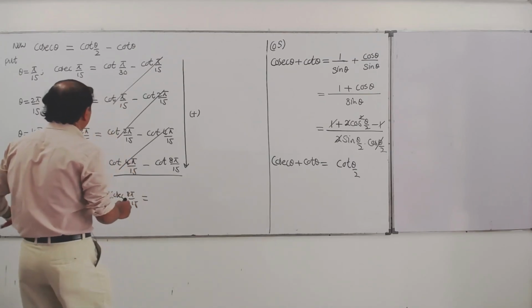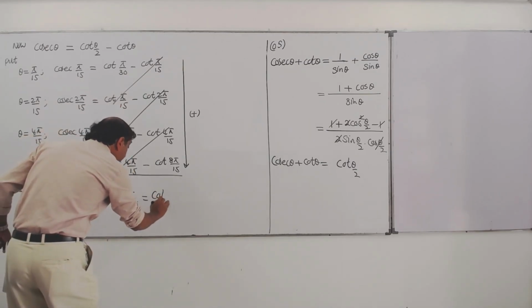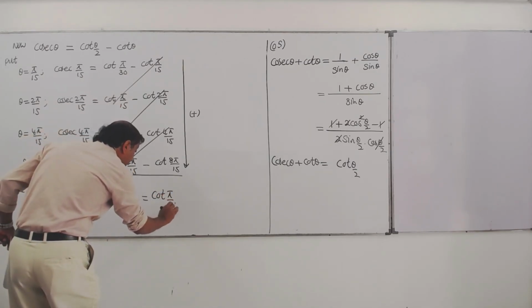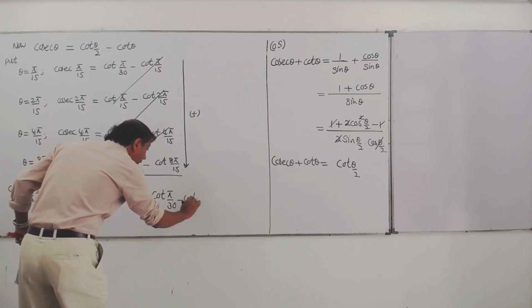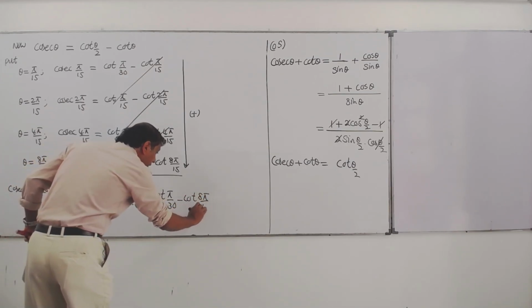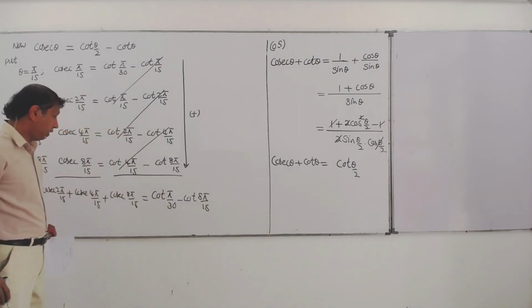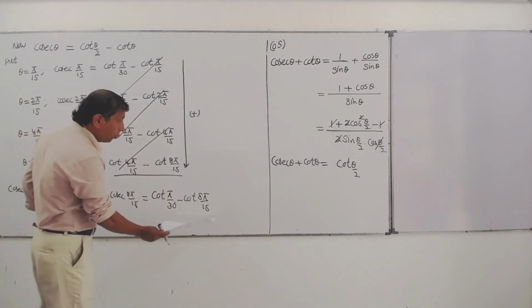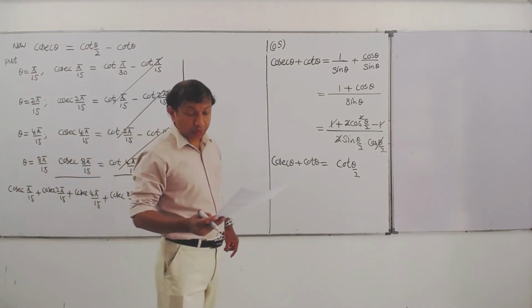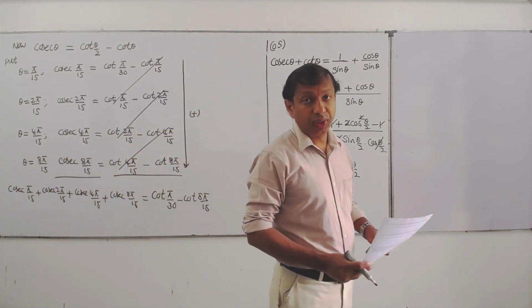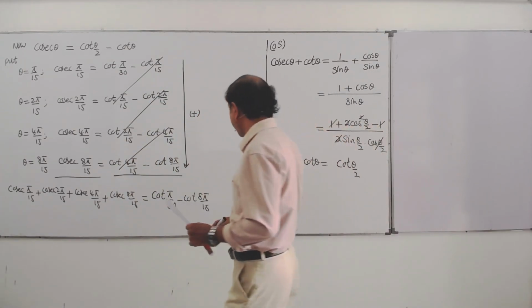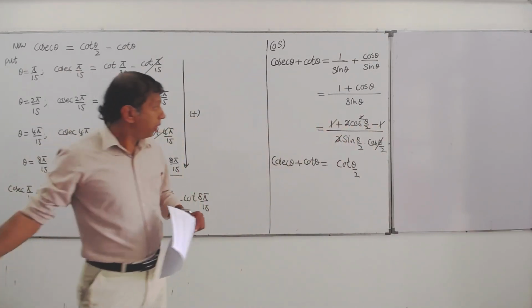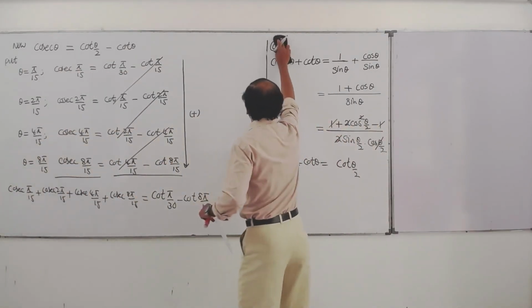Then what do you get? Cot pi by 30 minus cot 8 pi by 15. This is what we get last. Now this only we need to prove equal to 2 cosec pi by 15. Let's see how to prove that. Okay. Now I can prove it like this.